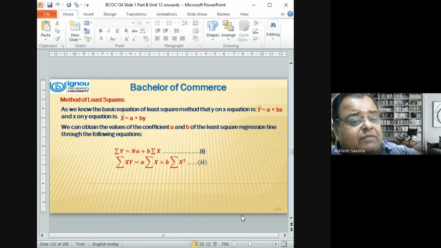In that case, we have to generate two equations. Those equations are summation y is equal to n times a plus b times summation x. This is equation 1. And the other equation is summation xy equal to a times summation x plus b times summation x square. These will be two linear equations, and these two equations will be solved by the method of elimination, and we will get the values of a and b.